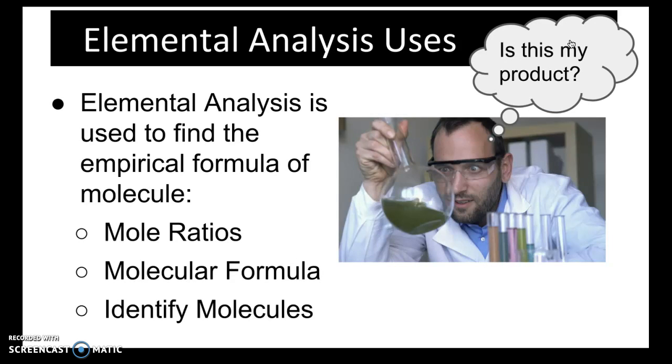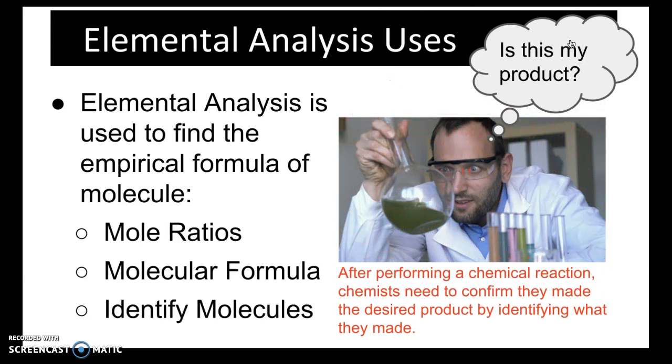Okay, so you're this creepy looking scientist and you're trying to figure out, is it your product? So how does elemental analysis help you determine whether or not it's your product? Elemental analysis is used to find the empirical formula of a molecule, and it does that through mole ratios. Once you have your empirical formula, you could use that to determine your molecular formula and also match it with potential molecules that would fit with your sample.